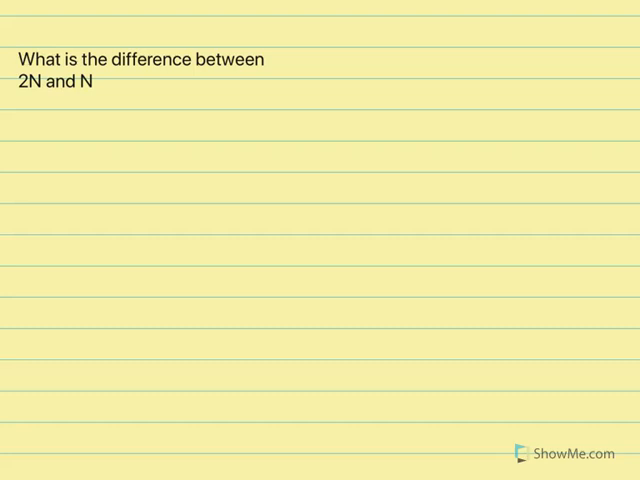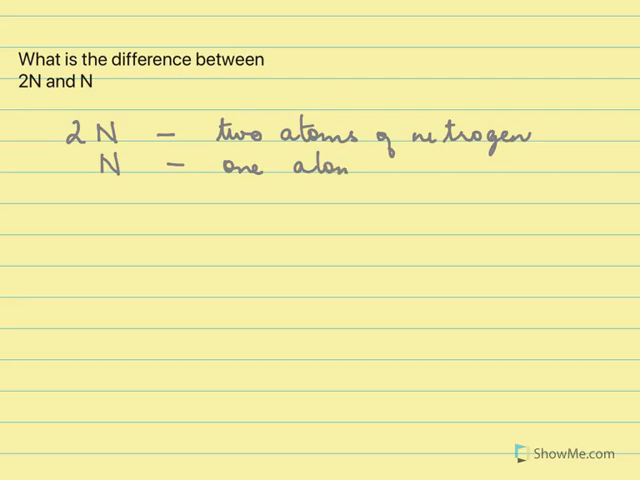What is the difference between 2N and N? Now 2N means 2 atoms of nitrogen, 2 separate atoms, and N means 1 atom of nitrogen.